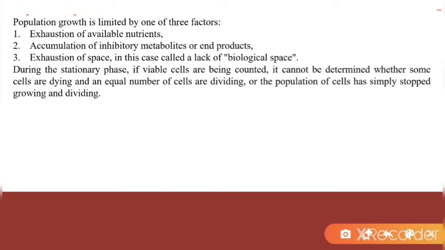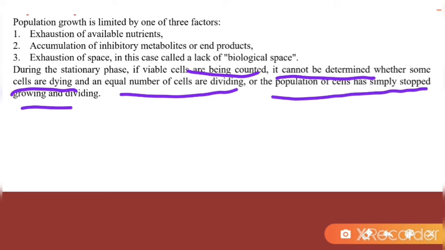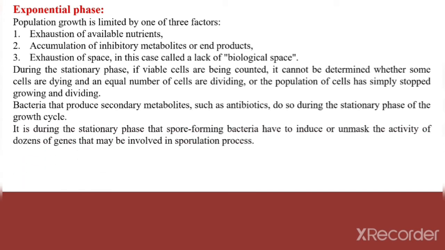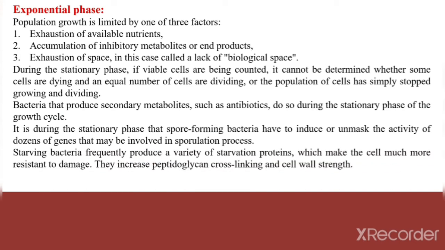During the stationary phase, viable cells are being counted. It cannot be determined whether some cells are dying and an equal number of cells are dividing, or the population of cells has simply stopped growing or dividing. Bacteria that produce secondary metabolites such as antibiotics do so during the stationary phase of the growth cycle. It is during the stationary phase that spore forming bacteria have to induce or unmask the activity of dozens of genes that may be involved in the sporulation process.